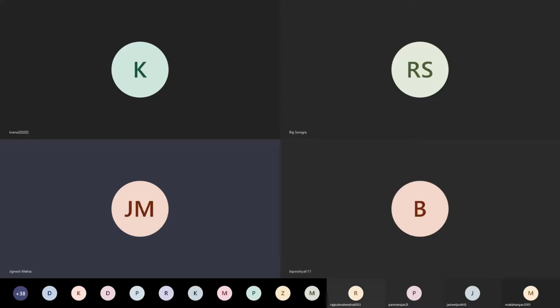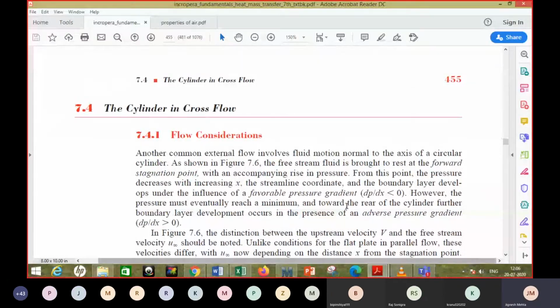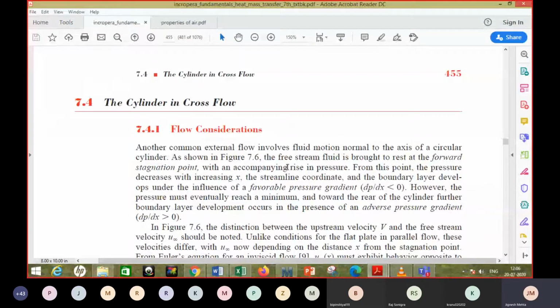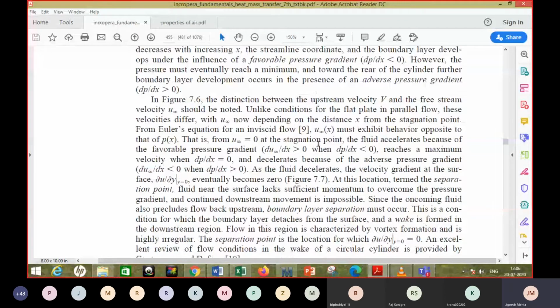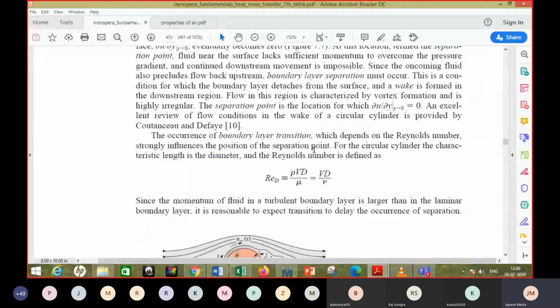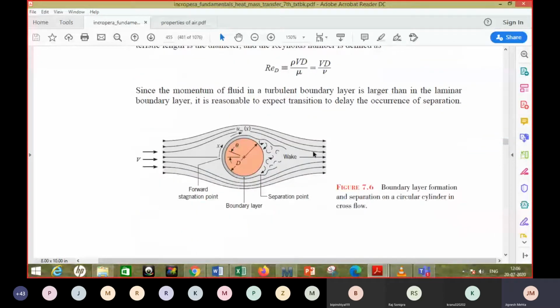Cylinder in cross flow. Okay, so this is also an example of external flow. What exactly is this flow over a cylinder? You can understand it with the help of this diagram. So focus on this diagram.